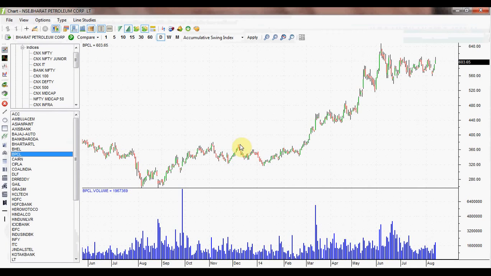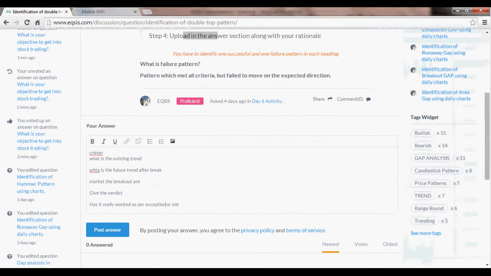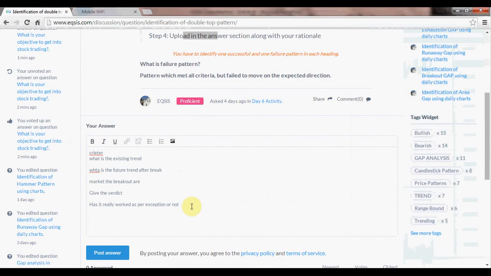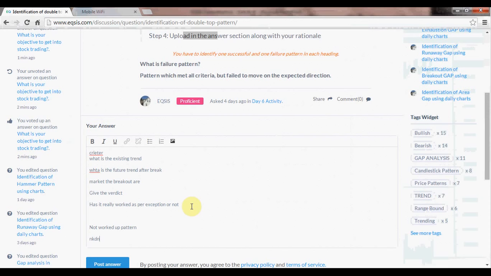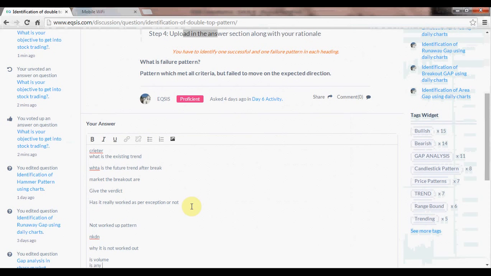But I recommend you to go and spend some time searching for some patterns which did not work out even. Then do the same activity for those also, and under the not-worked-out pattern, write something about why it did not work out. Is volume missing, is any criteria missing? What is your learning?